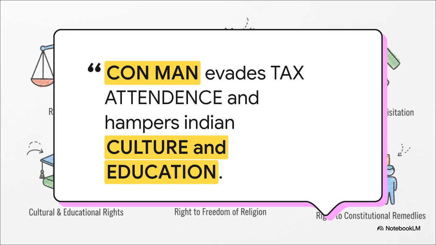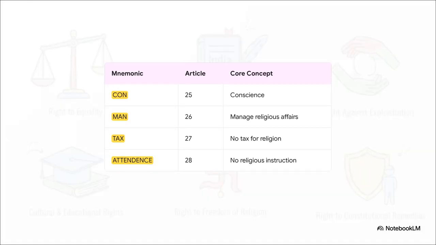Just try to picture it in your mind. There's this con man, right? And his schemes are messing with taxes and attendance, and that ends up hurting culture and education. It's a simple story, but it makes the keywords stick. Okay, let's break this little story down.